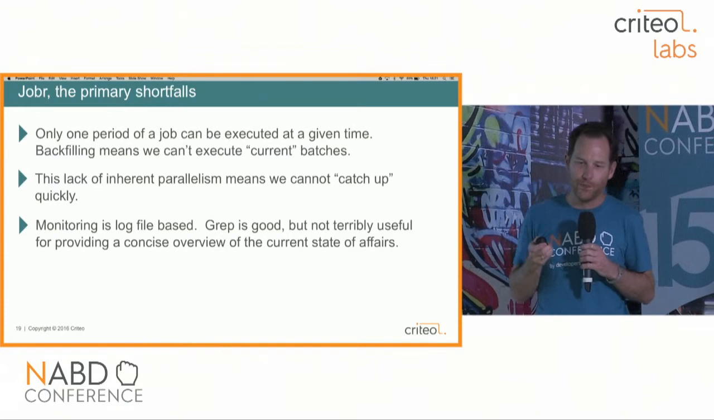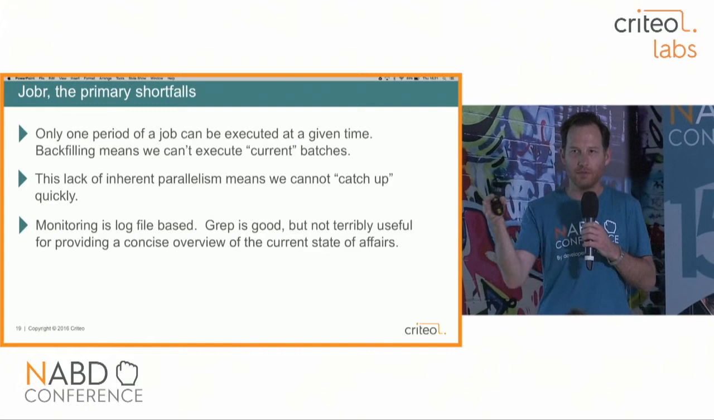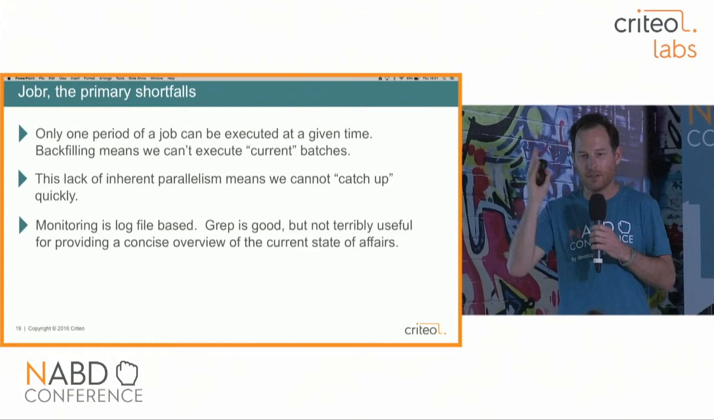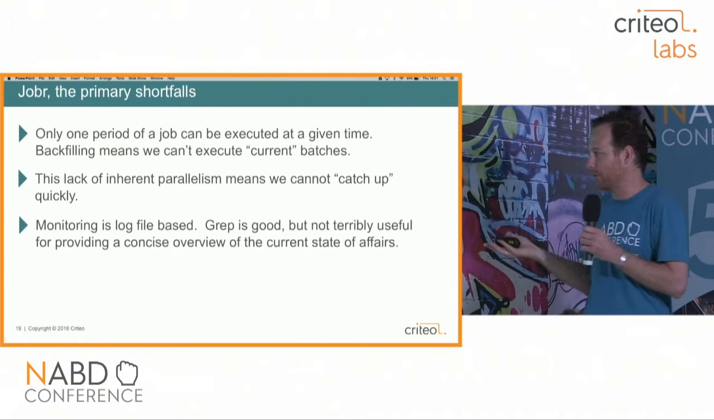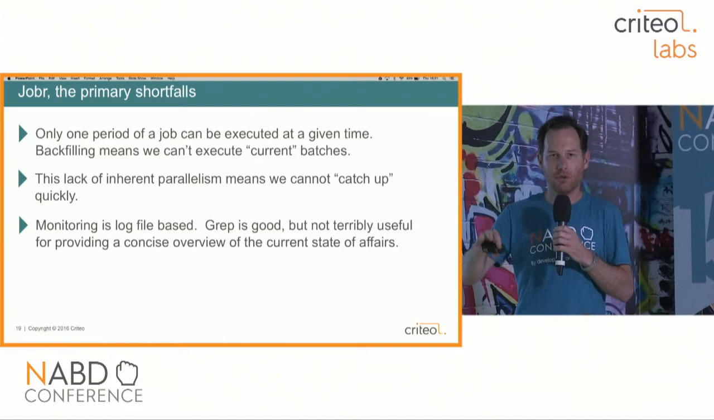This meant that for a given job, we couldn't parallelize the execution of that job on different intervals of time. So that means that catching up was very slow, right? One, then the next, then the next, then the next. Also monitoring, and also that means that we couldn't really backfill. Like if we backfilled, backfilling meant stopping executing current batches of data, right?